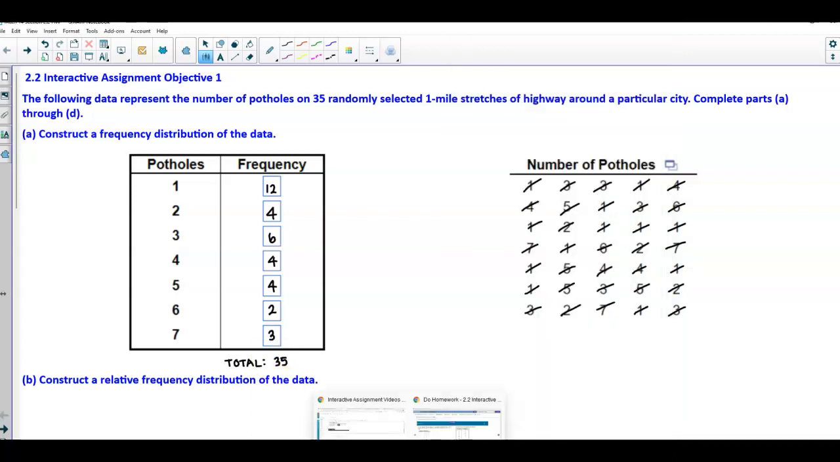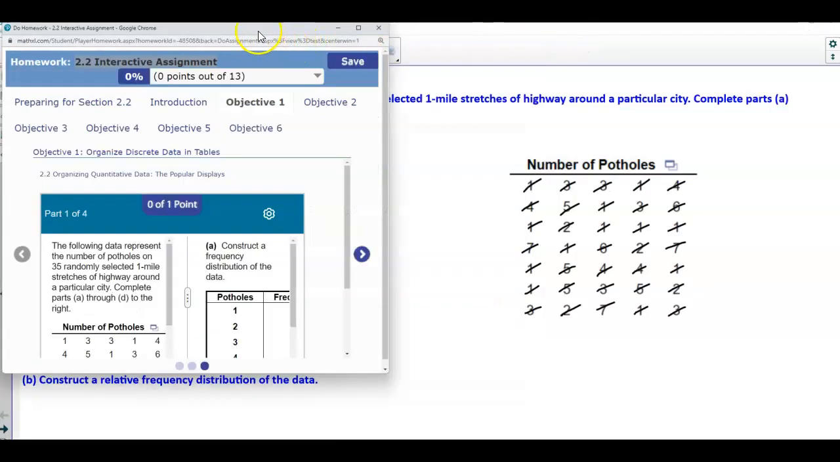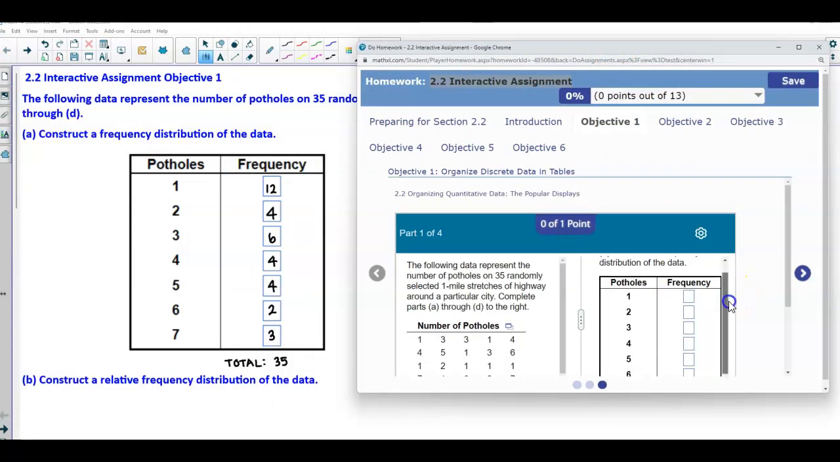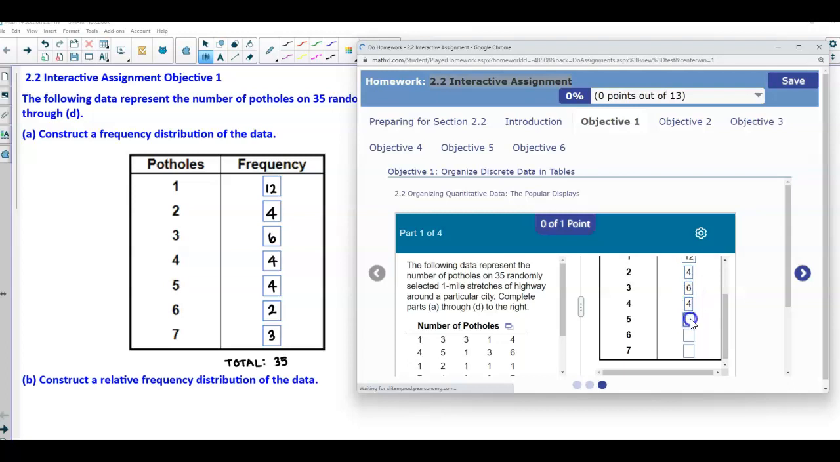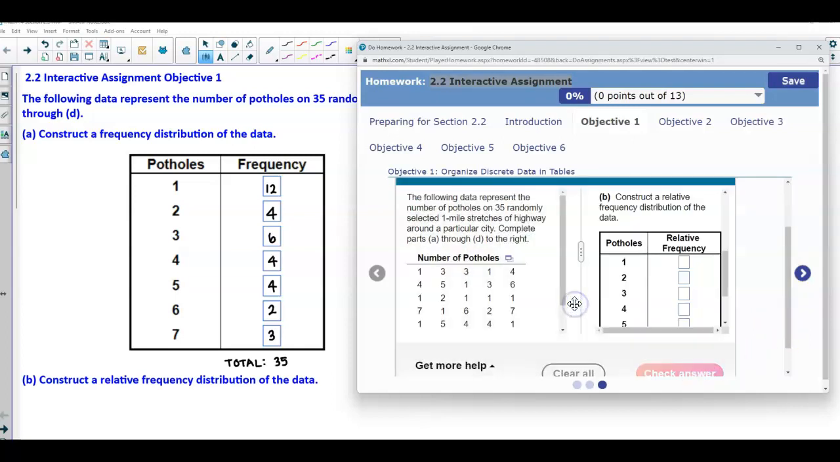Let's go ahead and put this into our problem to make sure that our numbers are correct. So we have 12, 4, 6, 4, 4, 2, and then 3. Then let's check our answer. And there is our result.